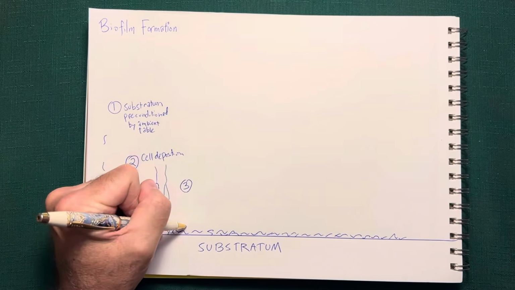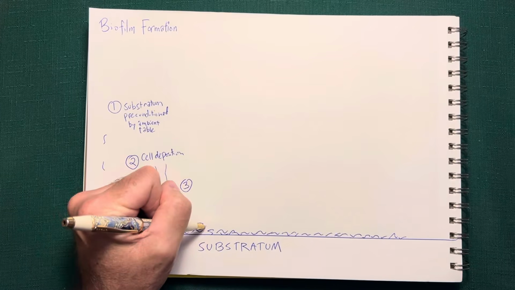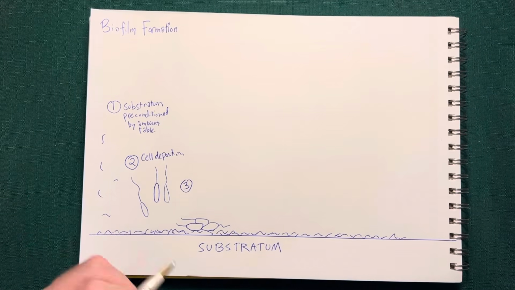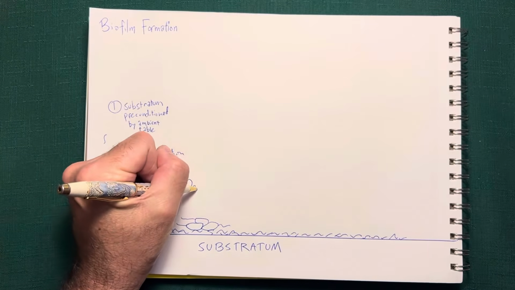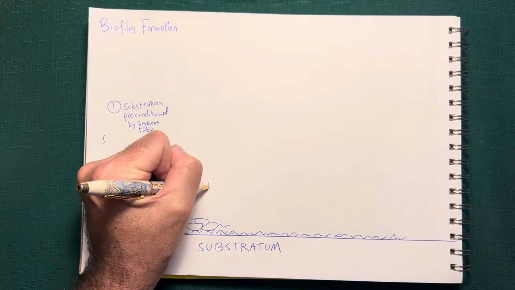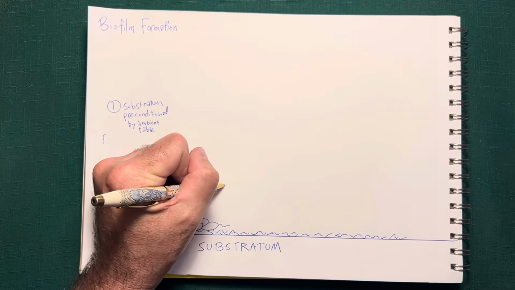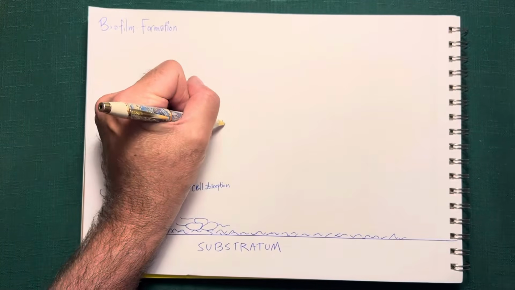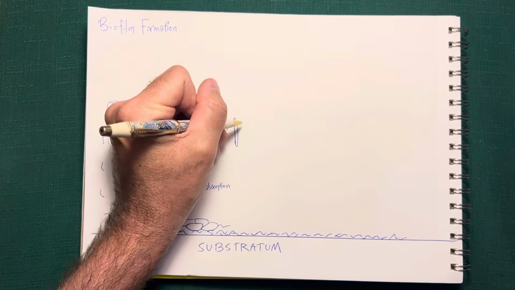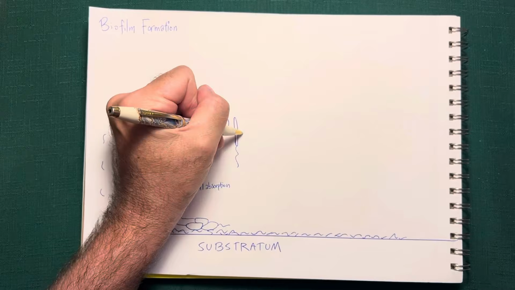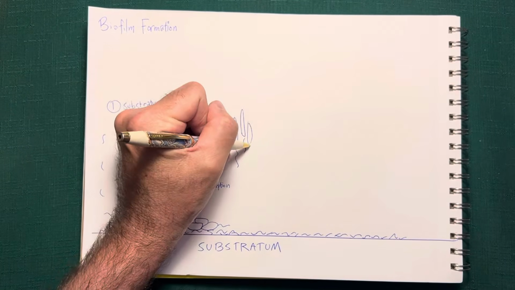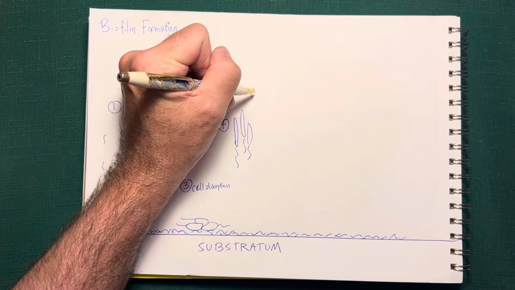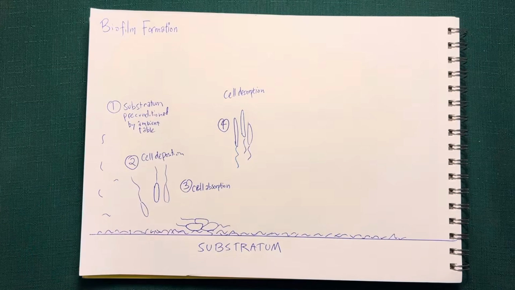Step 3, these microbes like it so much, they're going to be absorbed into the substratum, in a sense. They're like, yep, we're here and we're gonna stay. Although not all cells are gonna stay. Some cells are going to desorb. Believe it or not, that is a word. So step 4 is cell desorption. Basically the opposite of absorption.